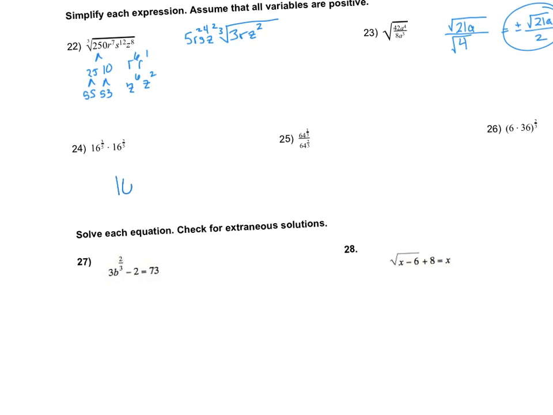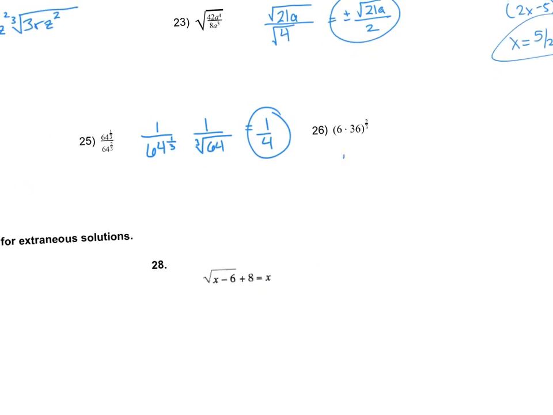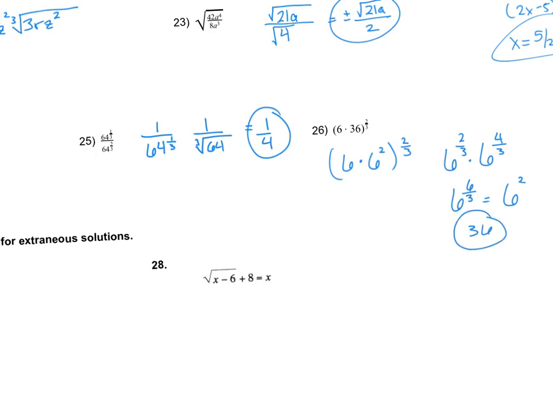Okay, so this is 16 to the 5/5, which is 16. This is 1 over 64 to 1/3. So 1 over the third root of 64, which is 1/4. 26. 6 times 6 squared to the 2/3. So that's 6 to the 2/3 times 6 to the 4/3, which is 6 to the 6/3, which is 6 squared, which is 36.